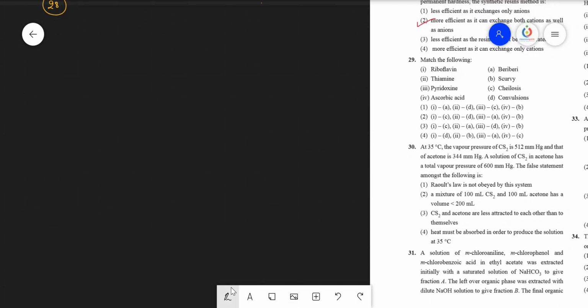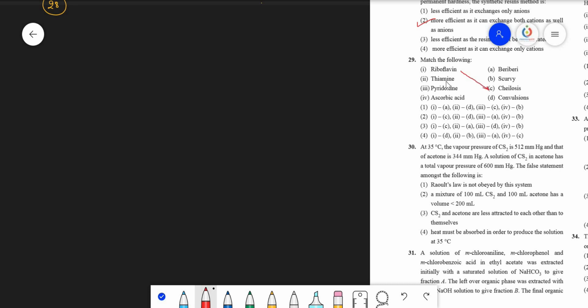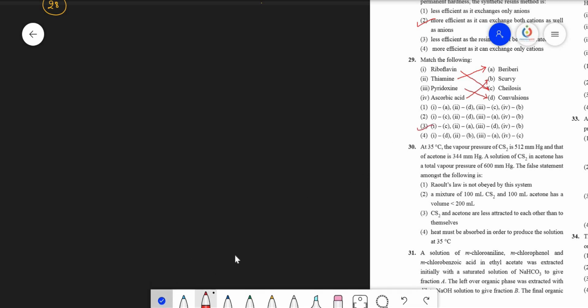Let us see the question number 29. Match the following. Riboflavin, so some vitamins and the respective deficiency disease of those vitamins were given. So here riboflavin causes the cheilosis. Similarly, thiamine causes the beriberi, and pyridoxine causes the convulsions. Ascorbic acid causes the scurvy. So 1C and 2A. 1C combination is here, 2A. So option 3 is correct. Let us see the question number 30.